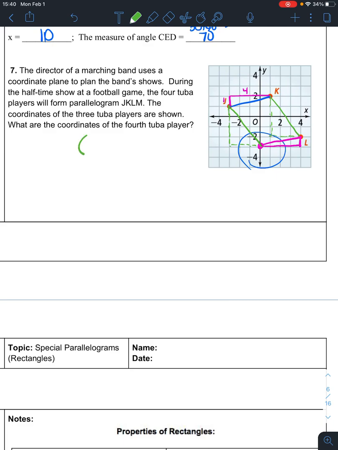Okay, so then that means that the coordinates of our other tuba player would be at 0, negative 3. And that would give us the same sides congruent and the same sides parallel. Those are the things that we need to test to tell if it is a parallelogram.